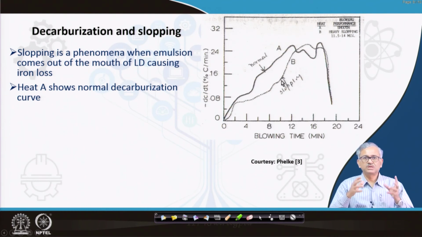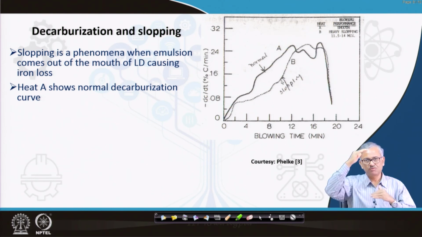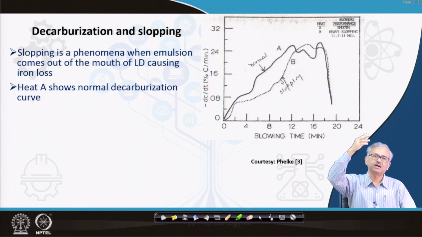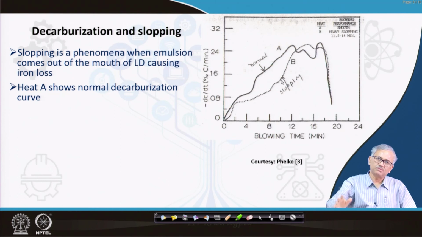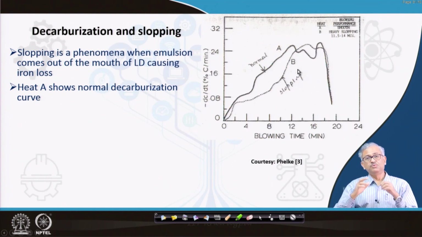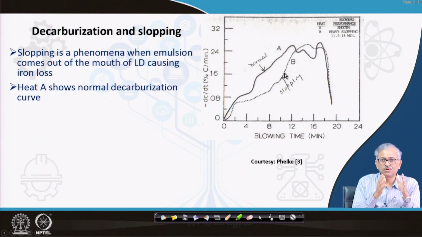Why? Because if you suddenly increase the decarburization, then suddenly the foam will increase in height, and then it can exceed the height of the vessel, and then the foam and the emulsion come out. So, that is called the slopping situation. So, if you have a sudden increase in the decarburization rate in the initial period, that is when the blowing practice has a role to play, okay, then improper blowing practice can lead to slopping.